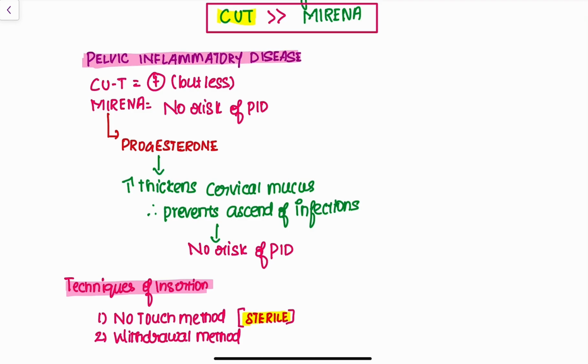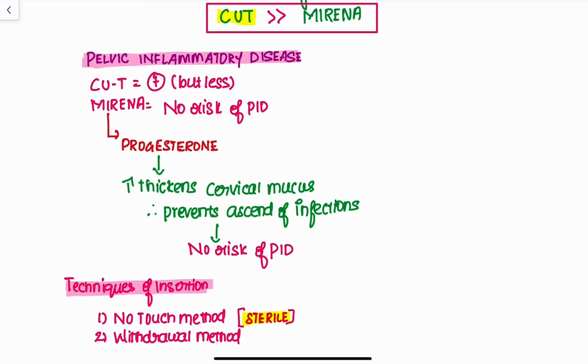See, with respect to copper T and MIRENA, the risk of pelvic inflammatory disease is nil in MIRENA, and the risk is present but very less in copper T. So with respect to copper T, the risk is present, but it is very less. But with respect to MIRENA, there is no risk of pelvic inflammatory disease. Now you may have a doubt: why is there no risk of pelvic inflammatory disease with respect to MIRENA?